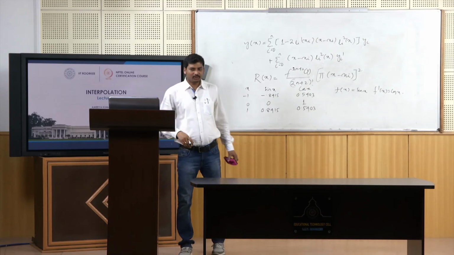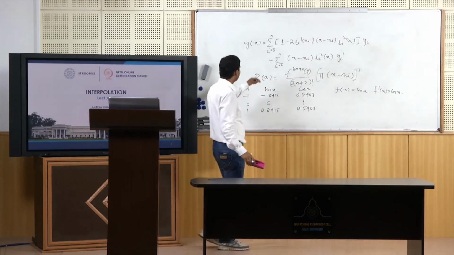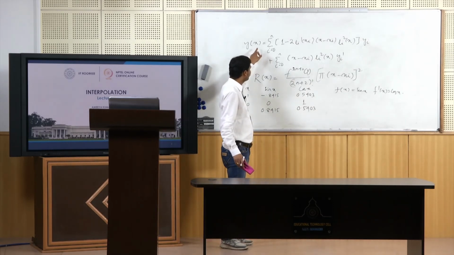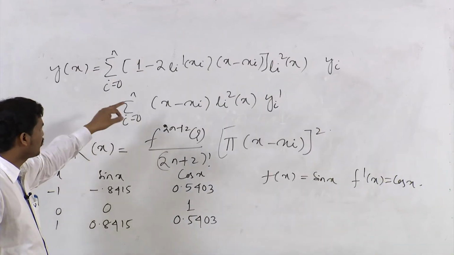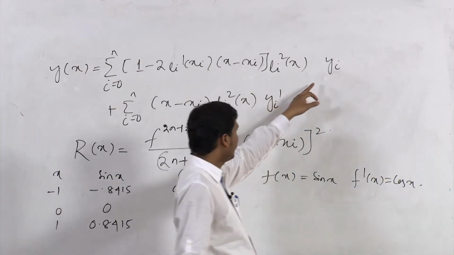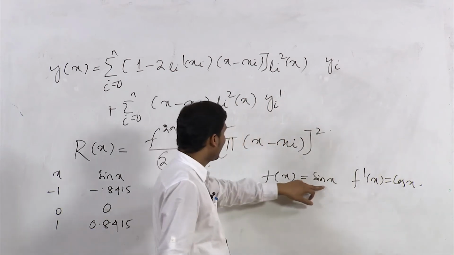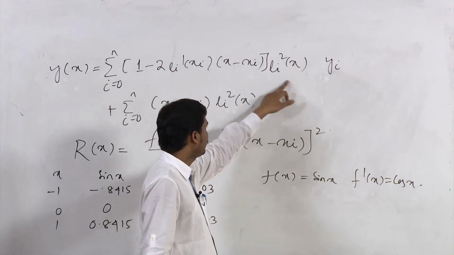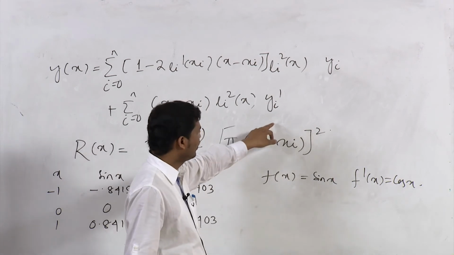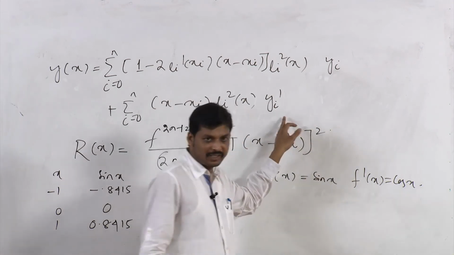And if we want to express this in the formula, like here y of x, we can directly put y of xi as f of xi, that is sin of xi here, and if we want to put yi dash of xi, that can be written as cos of xi there.